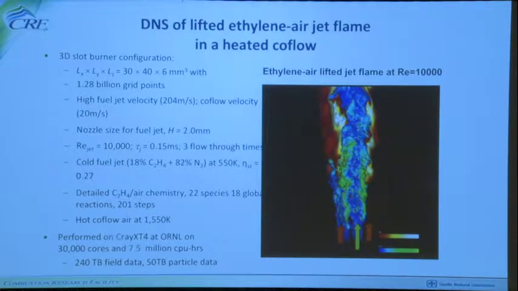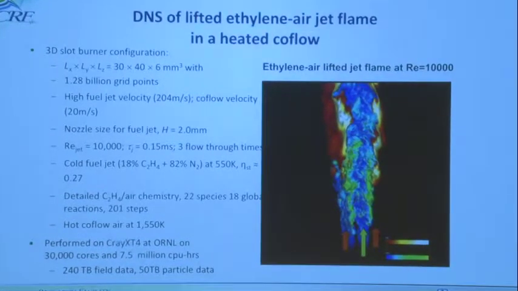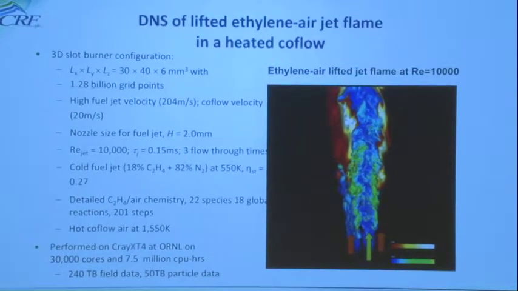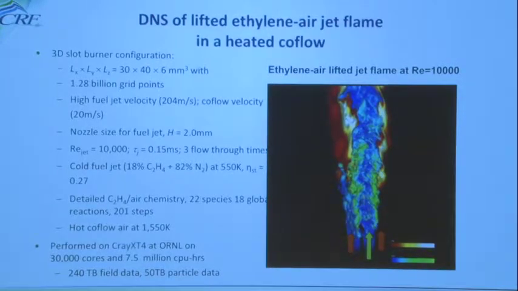And at this time, I guess it was several years ago, we were looking at jet Reynolds numbers of about 10,000, able to simulate that for about 0.15 milliseconds, which represented 3 flow-through times through that domain. And this was a cold ethylene jet that was heavily diluted with nitrogen, 18% ethylene and 82% nitrogen at 550 Kelvin, where the stoichiometric mixture fraction through the dilution was brought into the shear layer and the jet, so that it had very strong interaction with the turbulence.